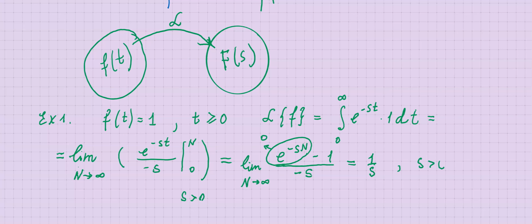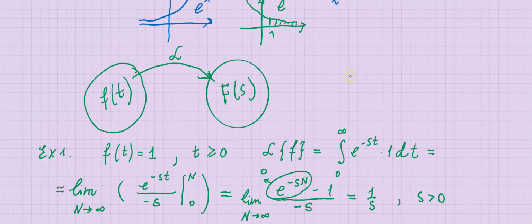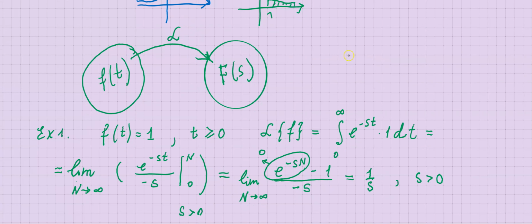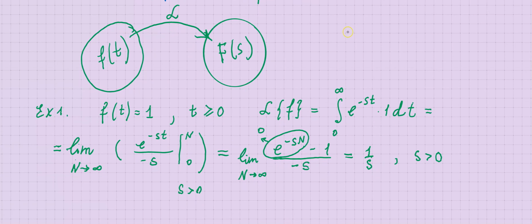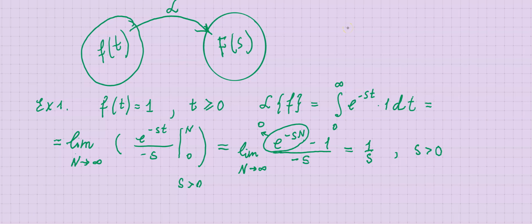What is going to happen if s is less than 0? Let's imagine s is less than 0, so it's a negative number. Negative and negative make positive, and N goes to infinity, so it's positive infinity, and that's going to be the case of an infinitely growing exponential function, so my improper integral is divergent. So actually I cannot have s negative here, just because the integral will be divergent.